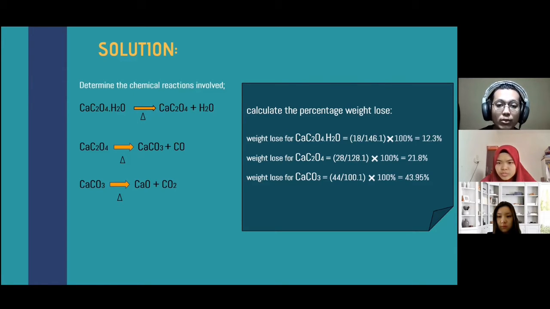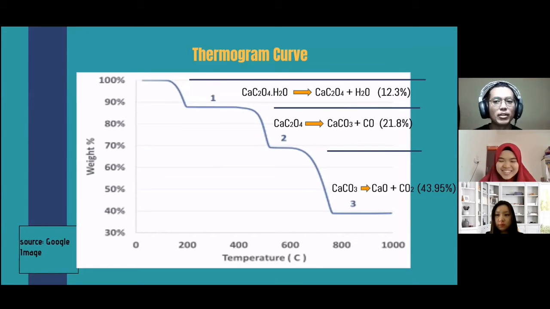And the third stage, weight loss for calcium carbonate, it is loss of carbon dioxide. So the molar mass of carbon dioxide will be divided by that of calcium carbonate, and then we will get 43.95%. After we get the weight percentage loss of the compound, we can sketch the thermogram graph. So this is how it looks.